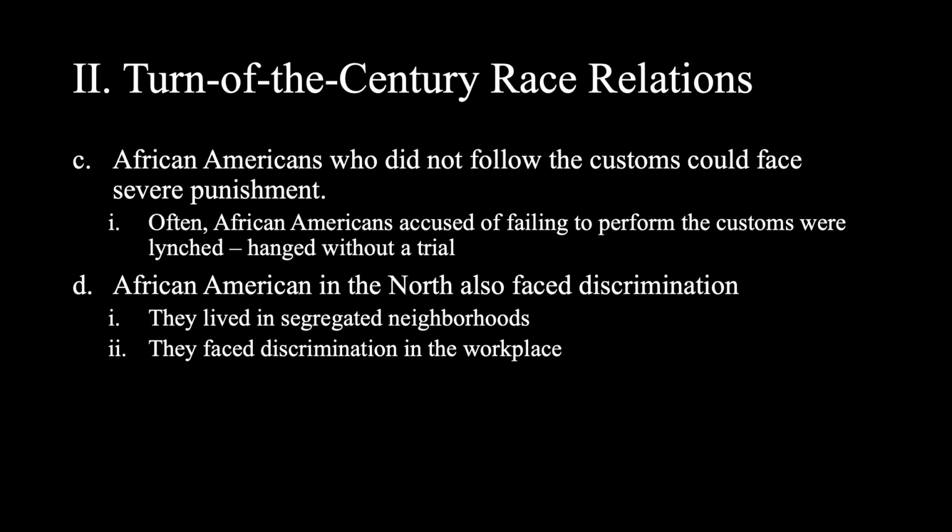And again, no rules were in place at this time. There was no kind of law stating that this is the way things were. It was just the way it was, unfortunately. So you faced discrimination in where you got to live. You faced discrimination in your workplace. And sometimes all this discrimination turned violent.